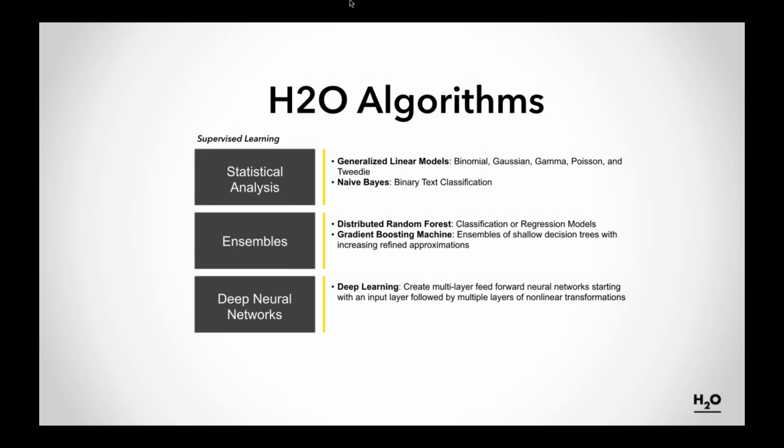These are the types of questions that you can answer with models like GLM. Naive Bayes is used for binary text classification. For tree-based models, we have distributed random forest as well as gradient boosting machine. And for neural network, as I mentioned before, we have deep learning.